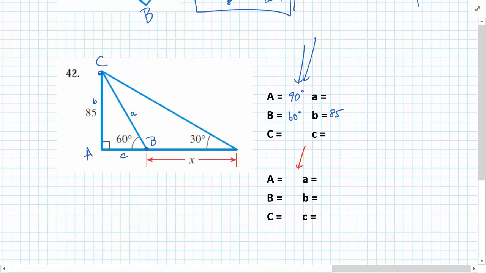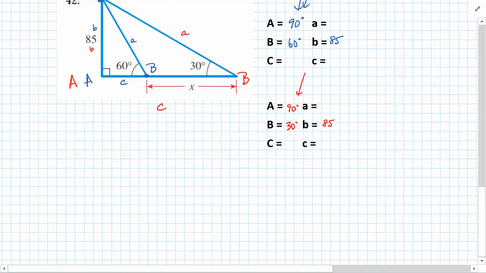For the other triangle, I might call this one A as well. This one becomes B, and this one is C as well. So angle A again is 90 degrees. Angle B this time is 30 degrees. And we have side length A, side length B, and side length C. We know that side length B is also 85 units.